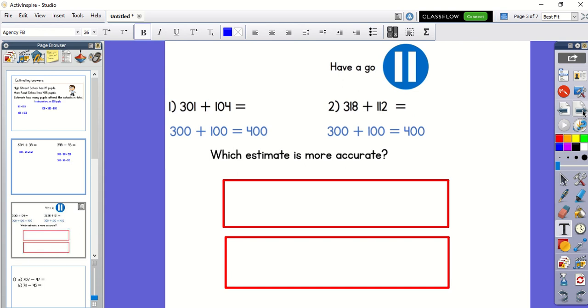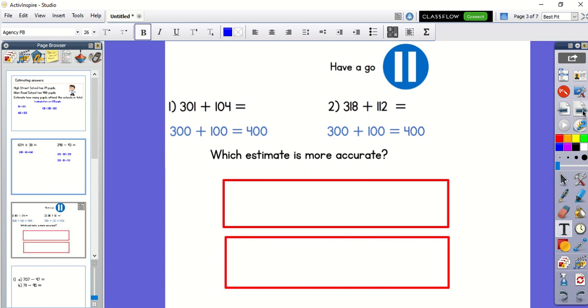Now, let's have a look at this question here. 301 add 104. Well, I've done that as 300 add 100 equals 400. We've then got 318 add 112. I've done that again as 300 add 100. My question to you is, which estimate is more accurate?